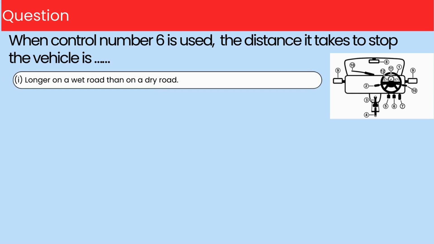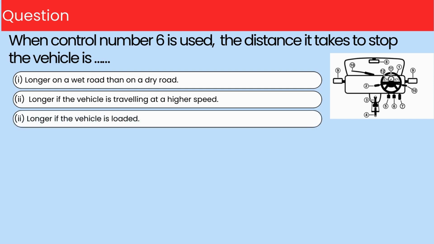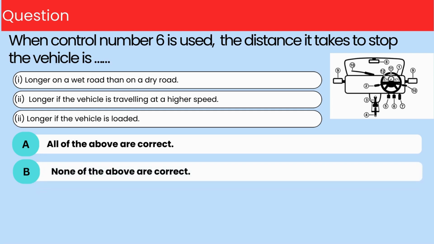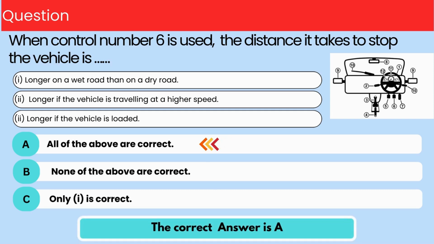Question. When the brake is used, the distance it takes to stop the vehicle is: 1. Longer on a wet road than on a dry road. 2. Longer if the vehicle is traveling at a higher speed. 3. Longer if the vehicle is loaded. A. All of the above are correct. B. None of the above are correct. C. Only one is correct. The correct answer is A. All of the above are correct.